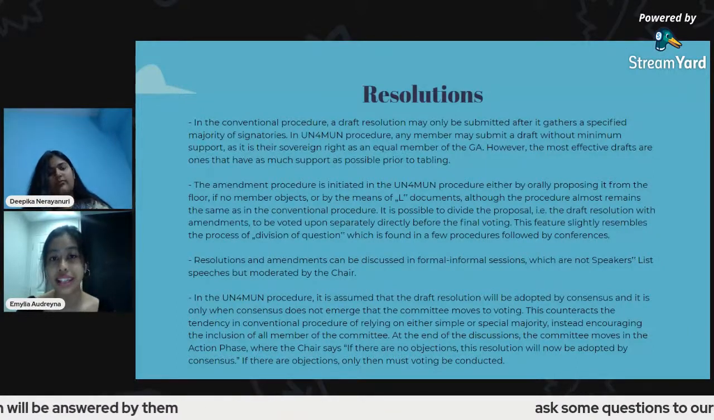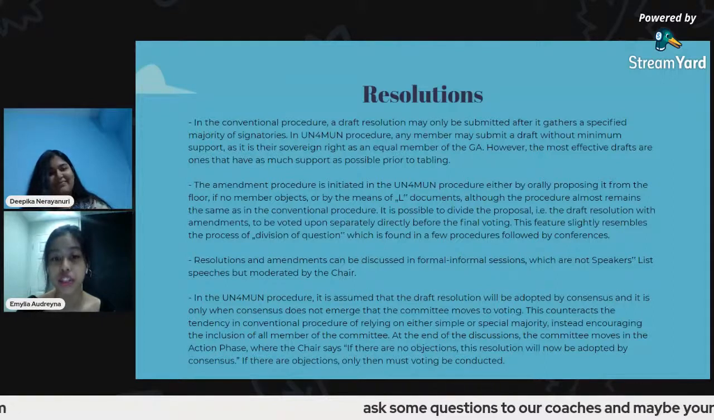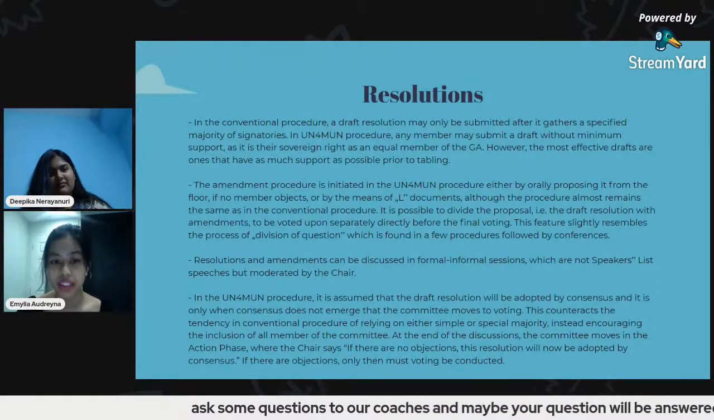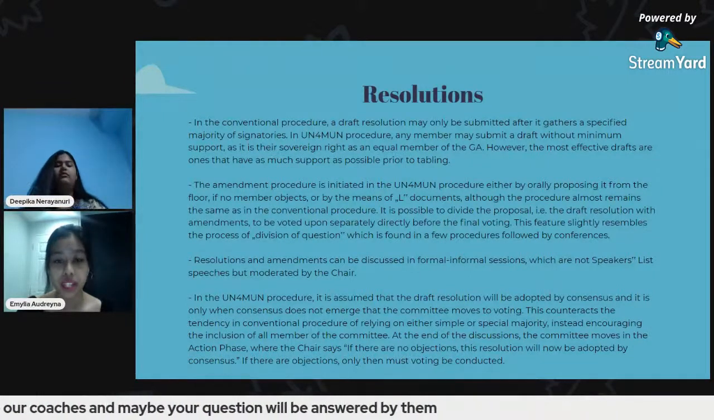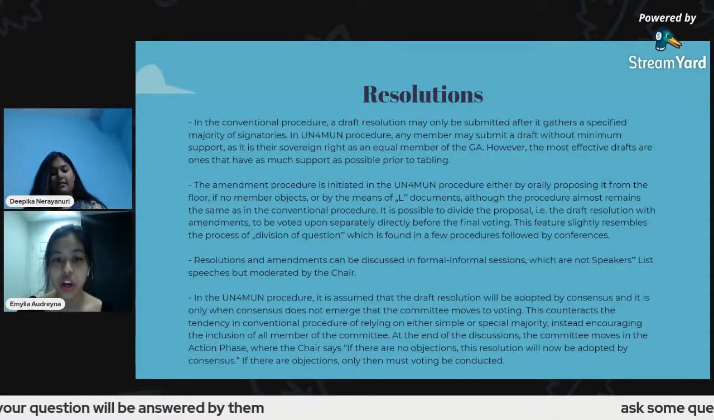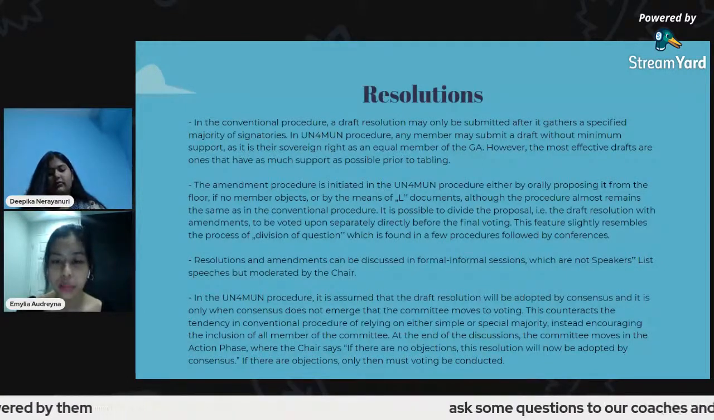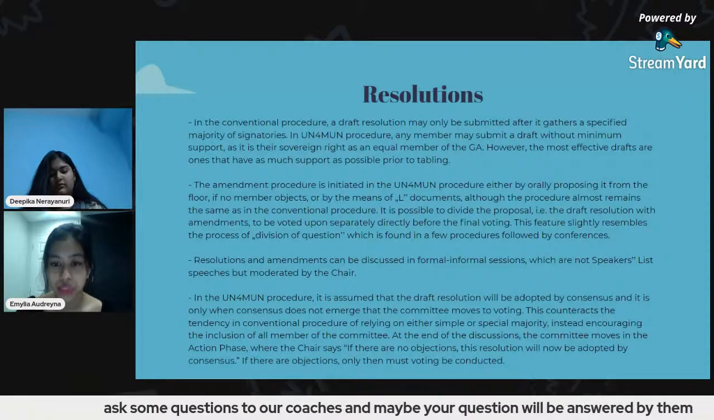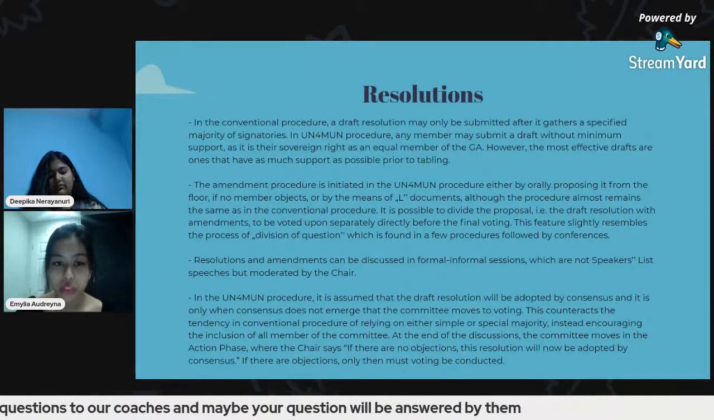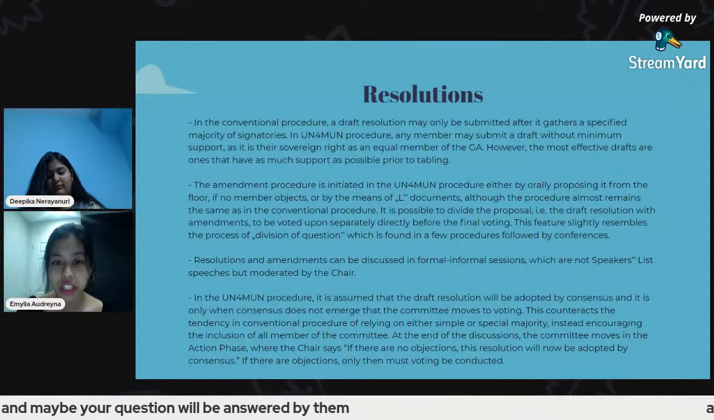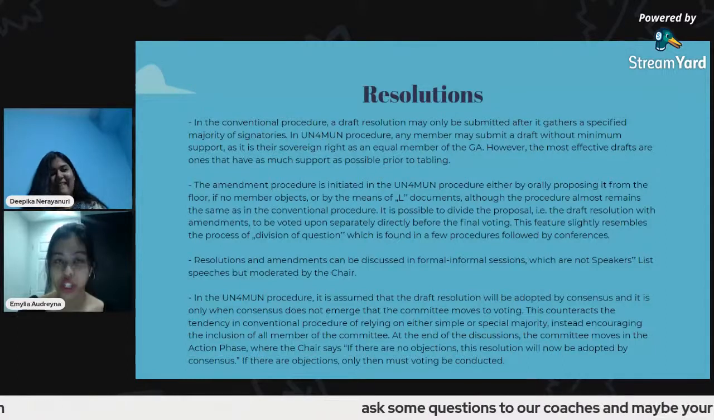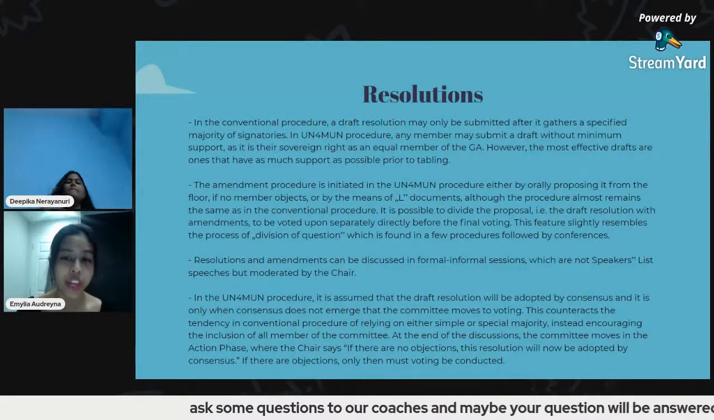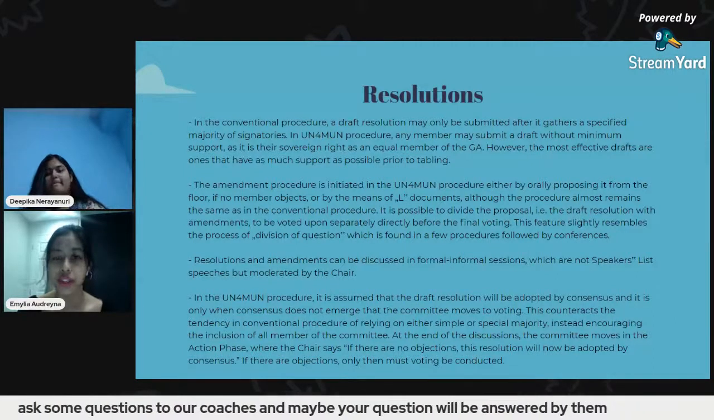However, we must remind delegates that the most effective drafts are ones that have as much support as possible prior to tabling it. The amendment procedure is initiated in the UN for MUN procedure either by orally proposing it from the floor, if no member objects, or by means of L documents. Although the procedure almost remains the same as in conventional procedure, it is possible to divide the proposal, for example, the draft resolution with amendments to be voted upon separately directly before final voting. This feature slightly resembles the process of division of the question, which you may be more familiar with, as it can be found in a few other procedures in other conferences.